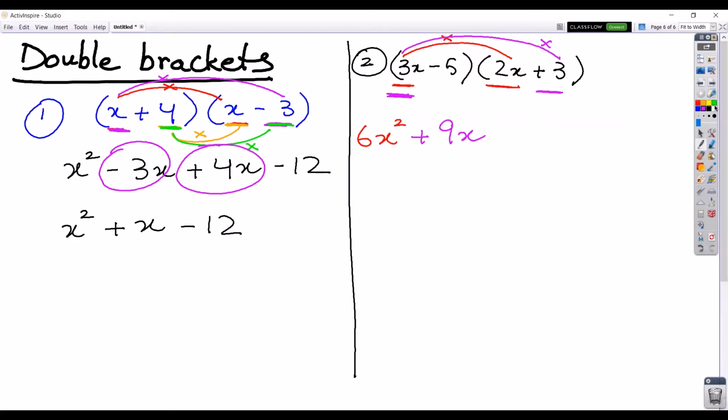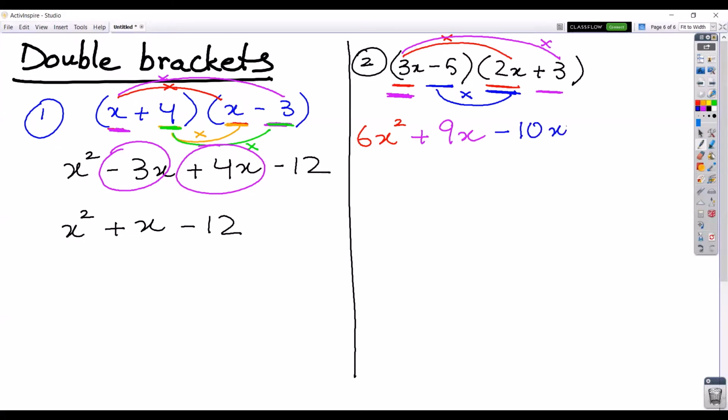For the next one, we're going to do the second term of the first bracket times the first term of the second bracket. I'm going to show with an arrow as well. So this is what we are multiplying together. And we have minus 5 times 2x. So when you multiply minus 5 times 2x, you'll get minus 10x.